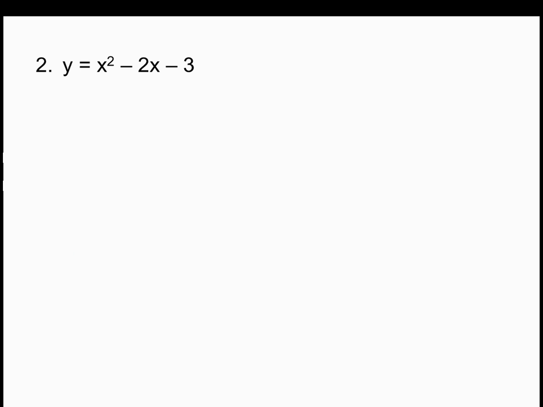Let's try another one. I've got y equals x squared minus 2x minus 3. Now again, you're finding the intercepts. So for part A, the x-intercepts, remember, let y equal 0 and solve for x. So in this equation, let y be 0. So I've got 0 equals x squared minus 2x minus 3.